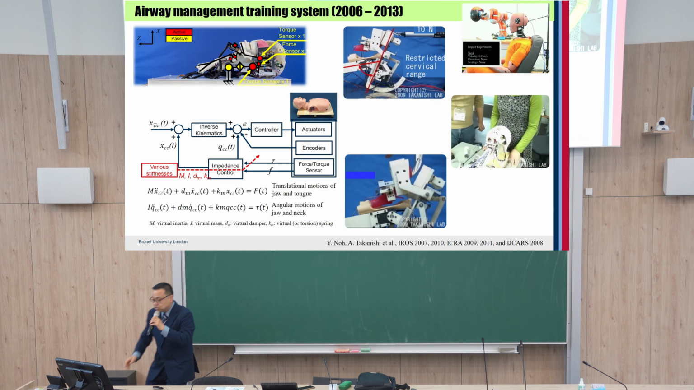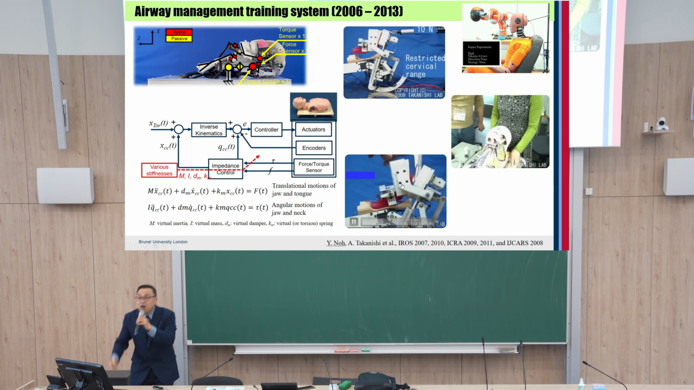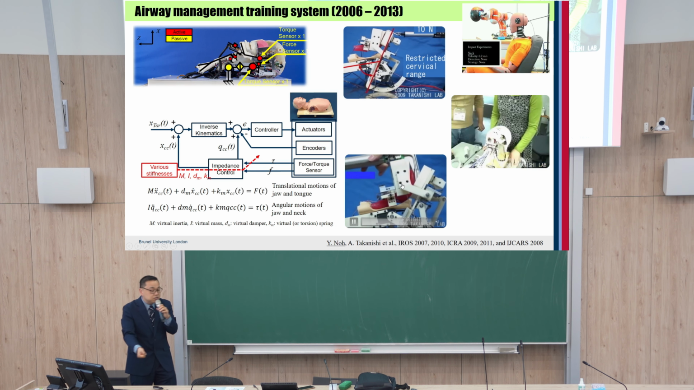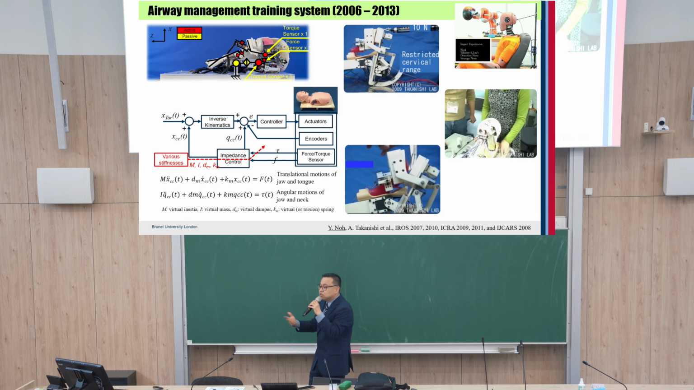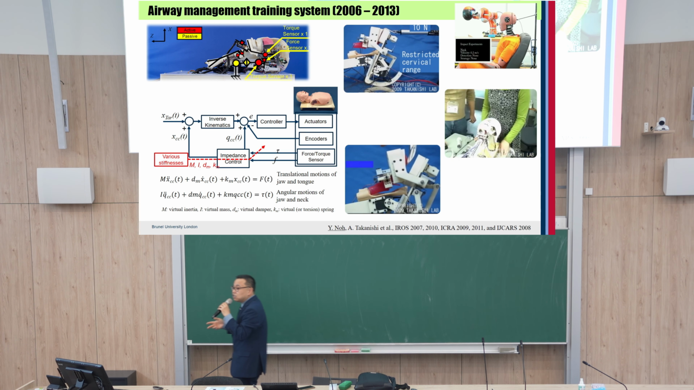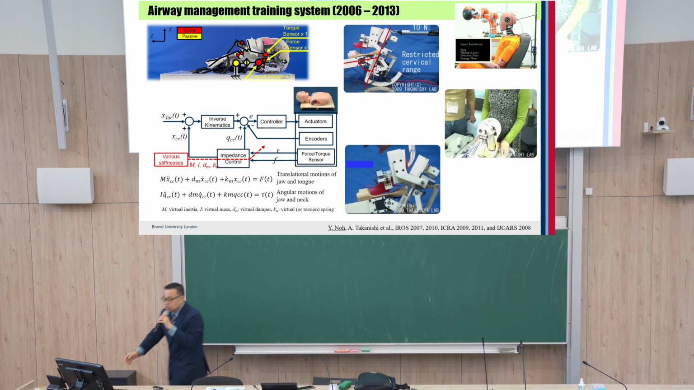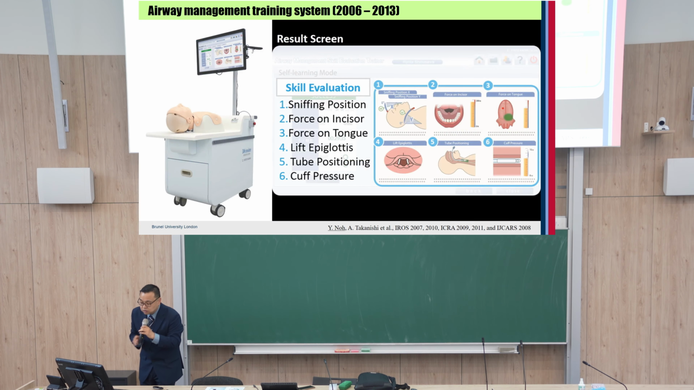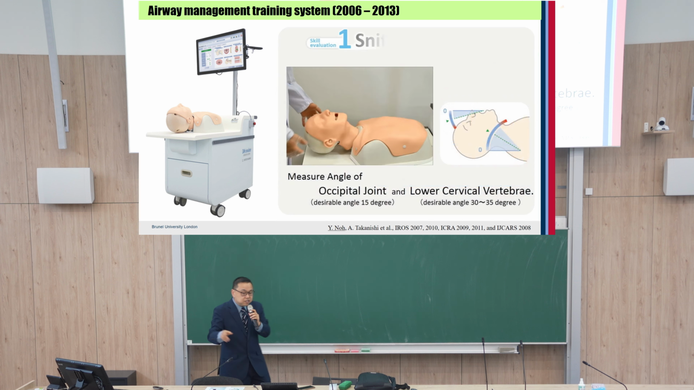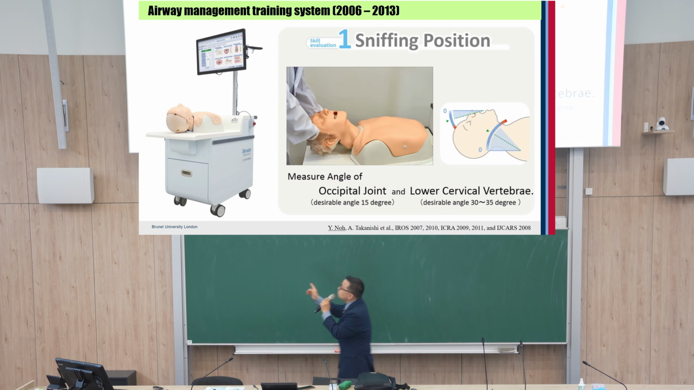And also here, when you lift the tongue with this medical device, the muscle stiffness before and after injecting the anesthetic is totally different. After injecting the anesthetic, we can easily lift the tongue with the special medical device. So anyway, I designed this patient robot.